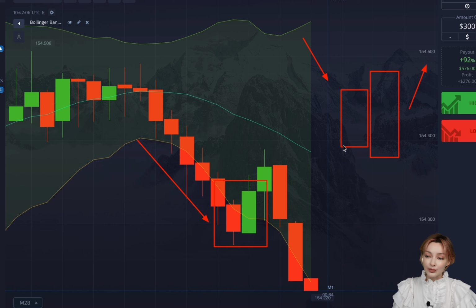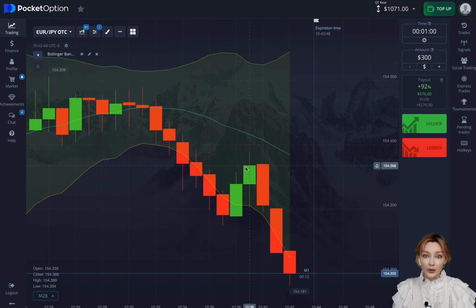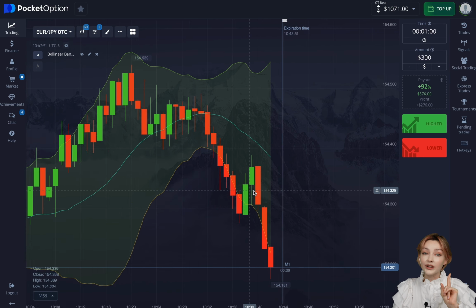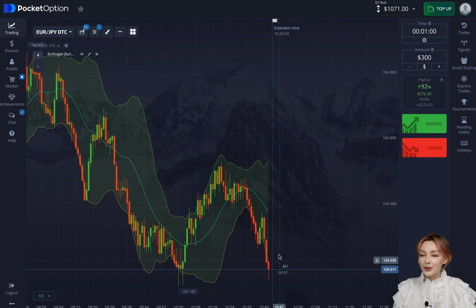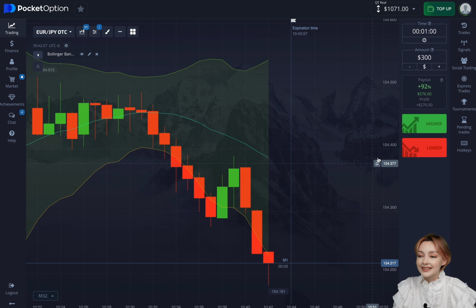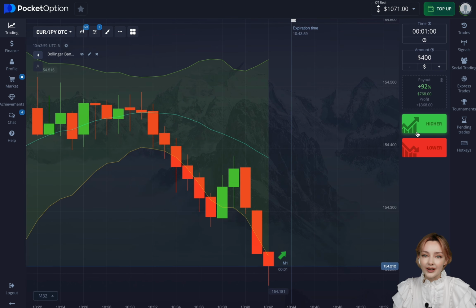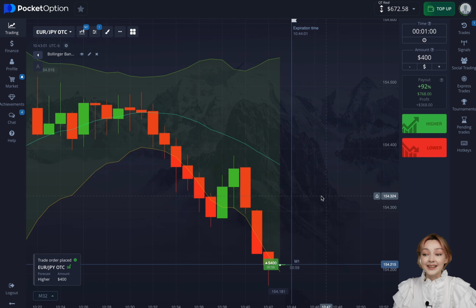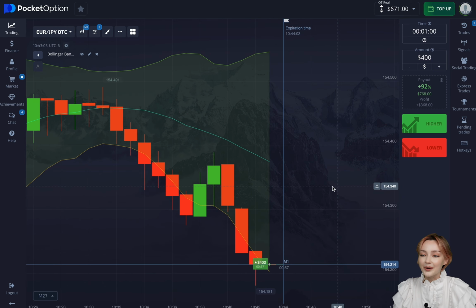Usually it's a reversing pattern, and since it appeared at the lower border of the Bollinger Bands indicator, we have all the rights to assume the next candle will be green as well. And that's why we're placing a trade upwards, literally for one candle. Although the market keeps falling, we're now probably gonna see another pattern and we'll enter the market just as well. I'm placing a trade. Let's see how it goes.